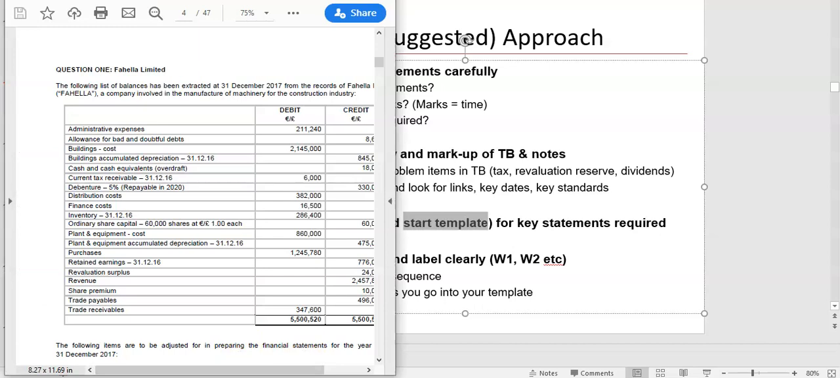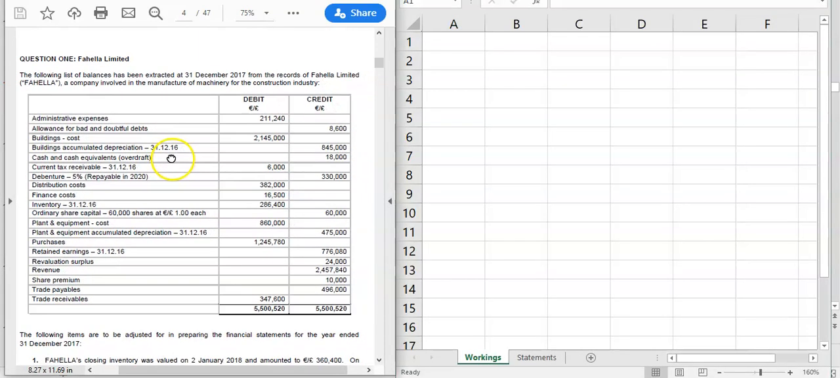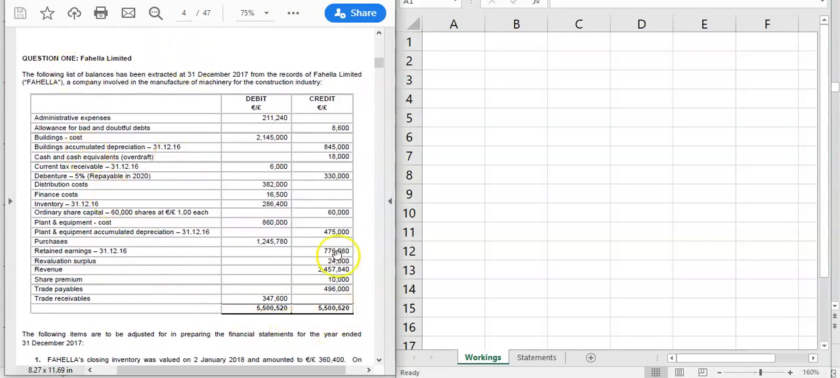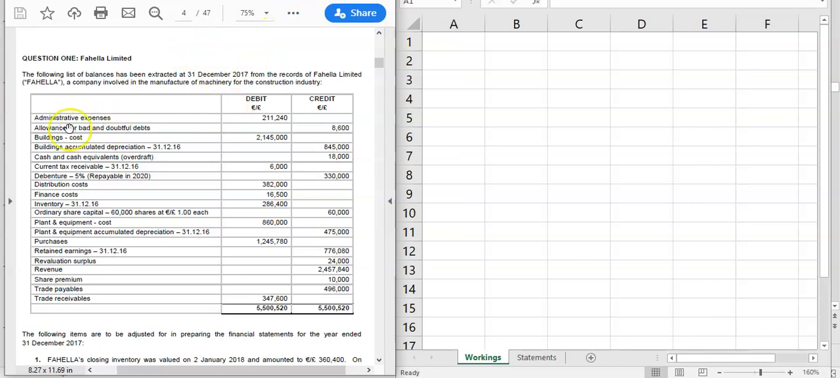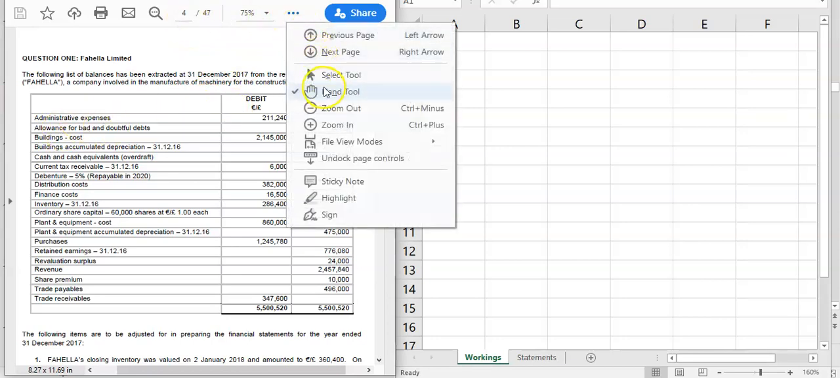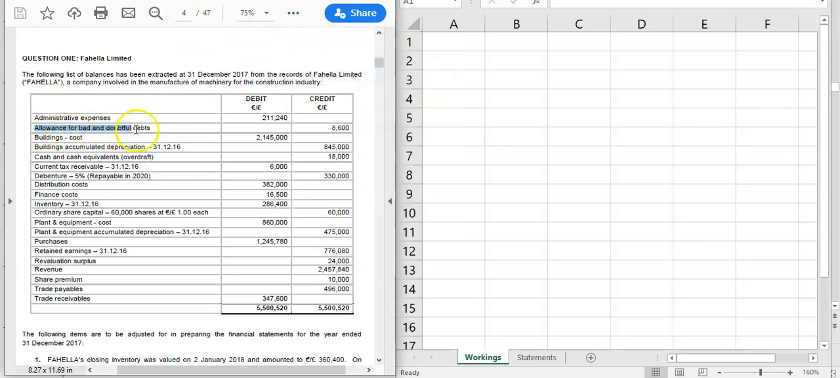So this question is called Fahela Limited. Just have a quick look. They give you straight away a balanced trial balance. And I'm just going to point out a couple of items that I think you should be looking for on the day of the exam. For example, here you're given an allowance for bad debts. That will be an opening allowance. Typically when you're given an allowance in the trial balance, it hasn't been adjusted for movements during the year. So you're probably going to have to adjust that at some stage.